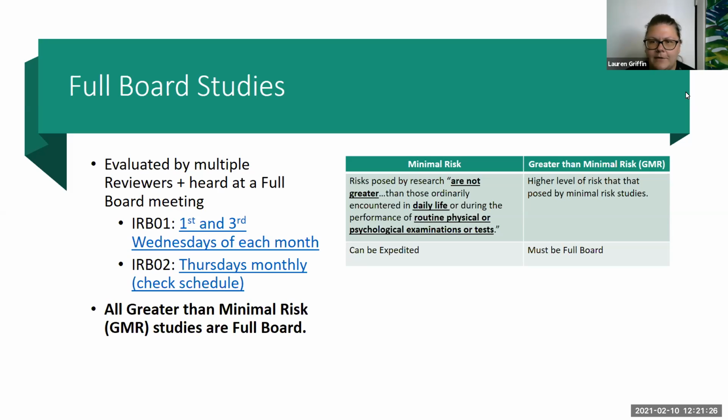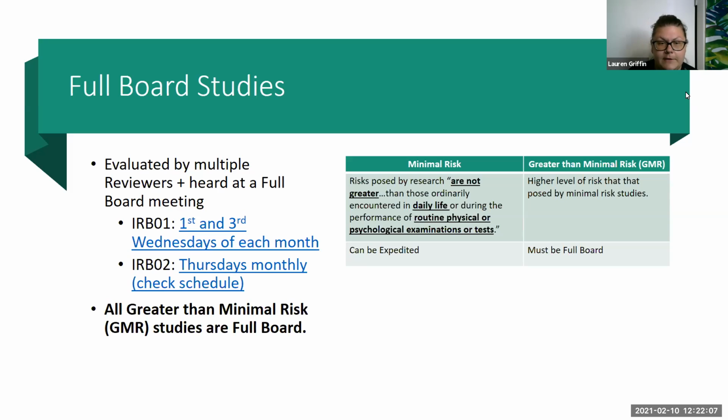But if it's something requiring a surgery, a new drug, or some other treatment, then it's going to be greater than minimal risk and it'll need to be heard by the full board. This is also something that's contextual. IRB 02 is going to have a different set of what they consider greater than minimal risks. So if you're talking to somebody about political activism and speaking out about it might have repercussions for their physical safety or their employment, that might be something that would be heard by the full board in IRB 02.